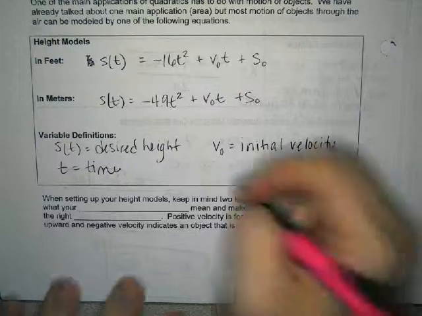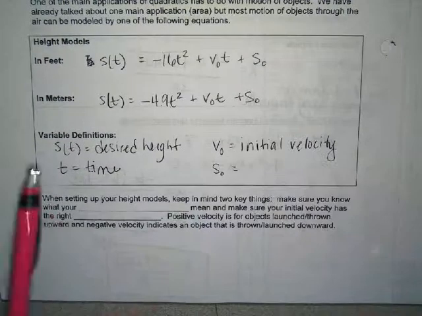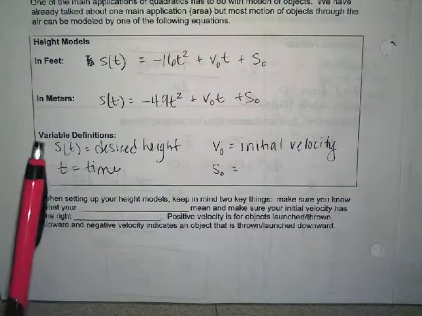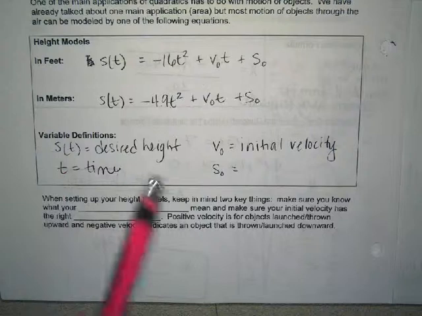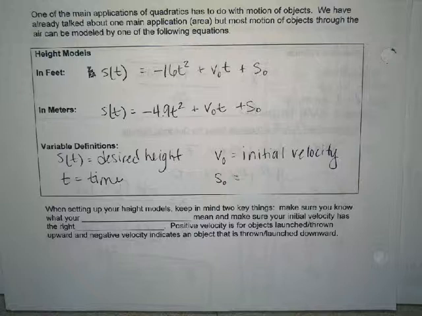Then S sub o is my other variable. Notice that S was used for desired height. There's a reason they don't use H, but you won't need to know that until later. So S here also represents height. But what kind of height do you think it's going to talk about? Initial. Good.